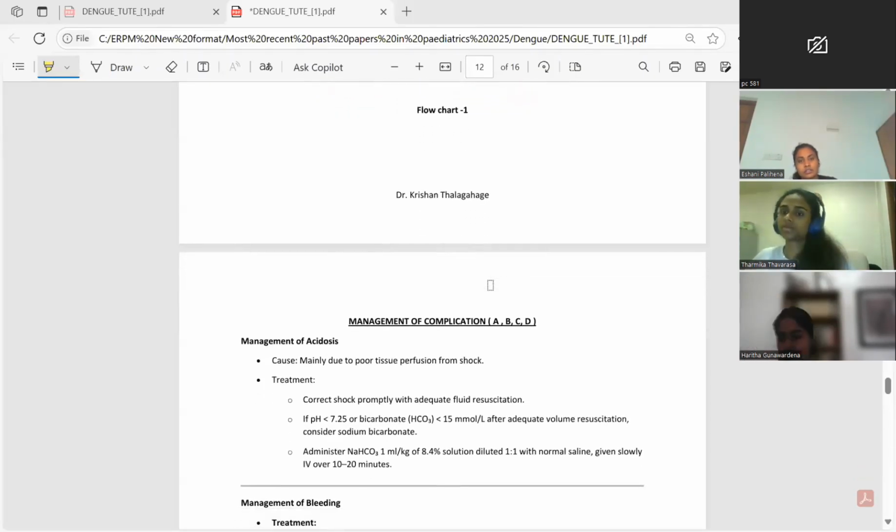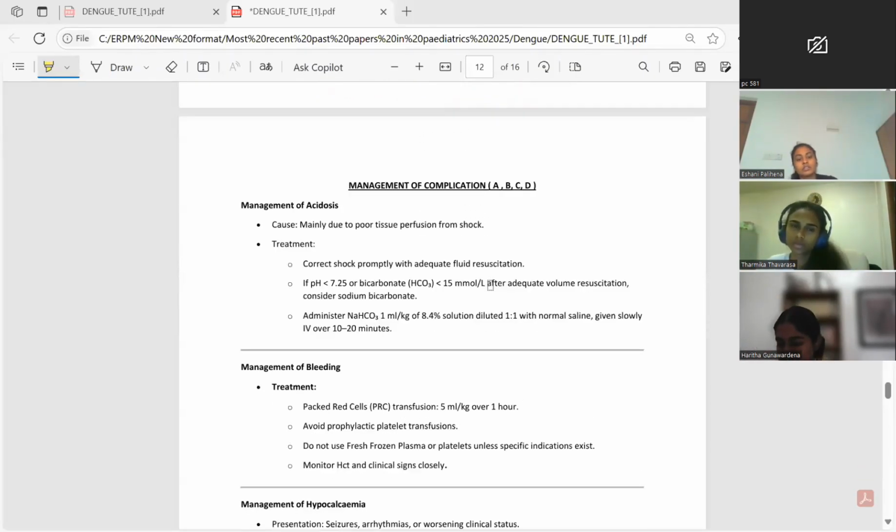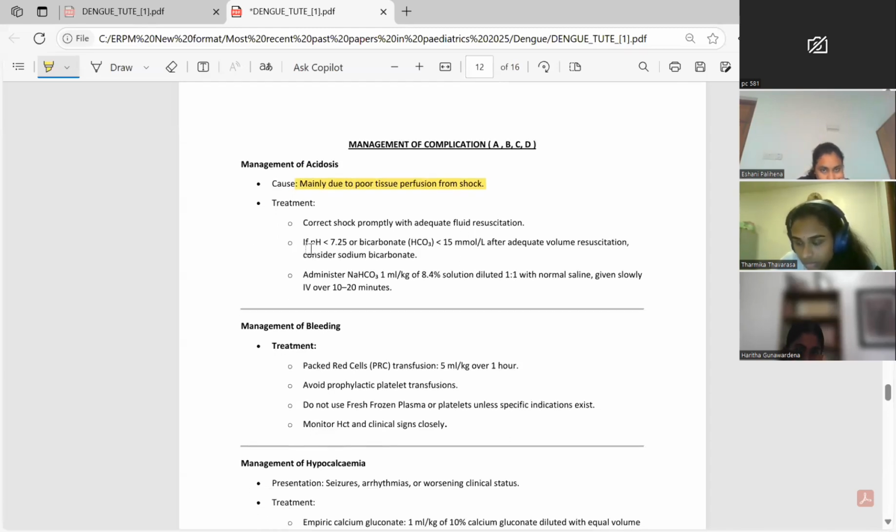Right, so if we go back to the note, you need to see if the child has got any of the complications. One of the complications, sticker A, B, C, D. So what are those complications? A is acidosis. This is caused by poor tissue perfusion. With poor tissue perfusion, there will be lactic acid formation. Then exam pH less than 7.25, bicarbonate less than 15, that is metabolic acidosis.